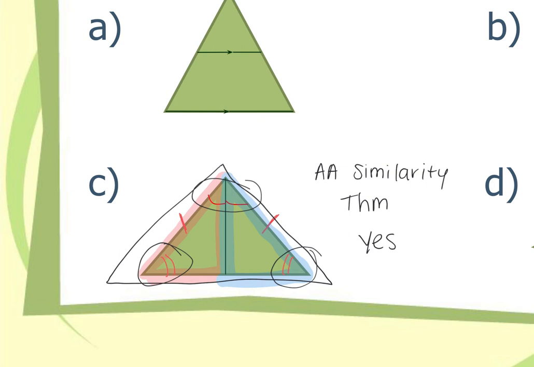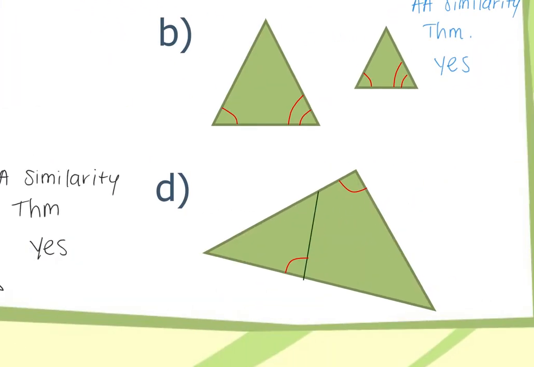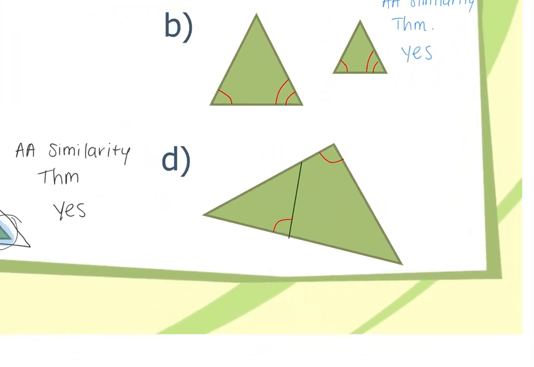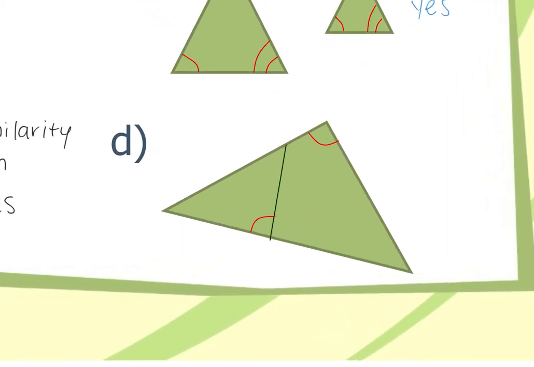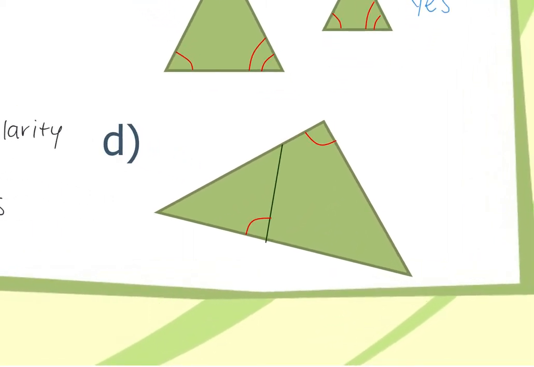Let's move on to D. Okay, now D is a little hard to see. So I'm going to highlight the two figures for us. Here's one triangle. The other can be a triangle. I know, it looks like it's a quadrilateral, but this is our second triangle. Do you see it now?